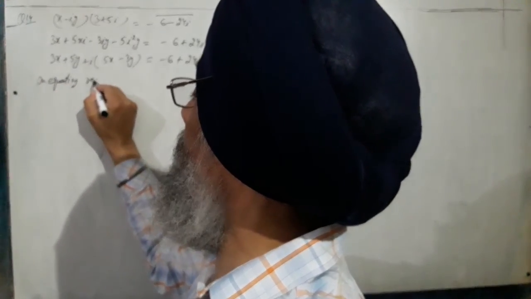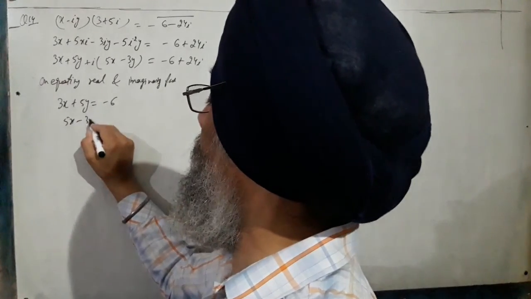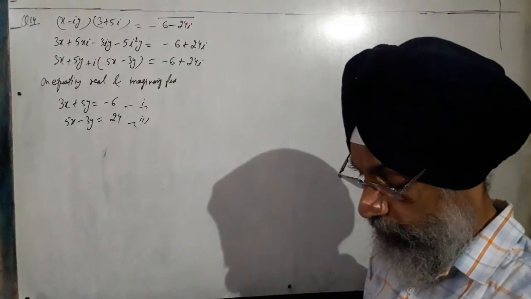On equating real and imaginary parts, 3x plus 5y is equal to minus 6 and 5x minus 3y is equal to 24. As we have two equations, we will solve them and get the value of x and y.